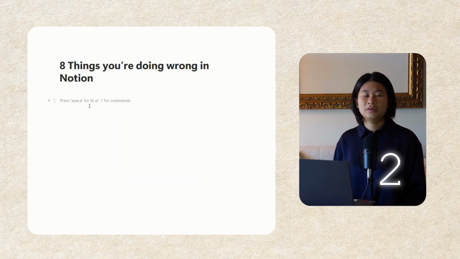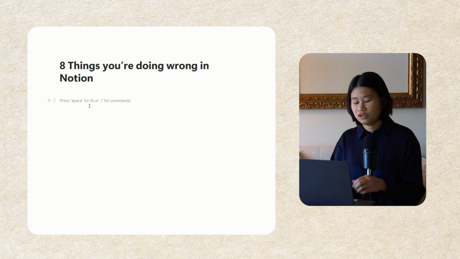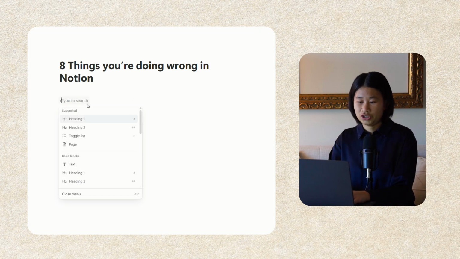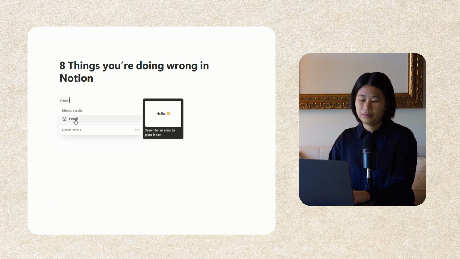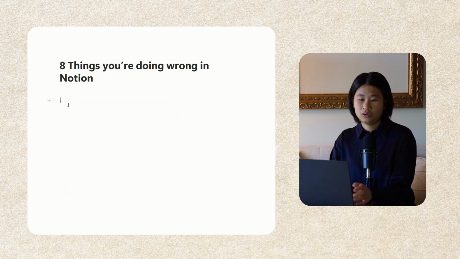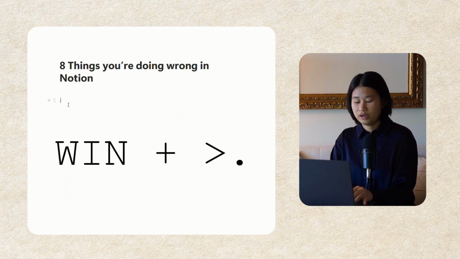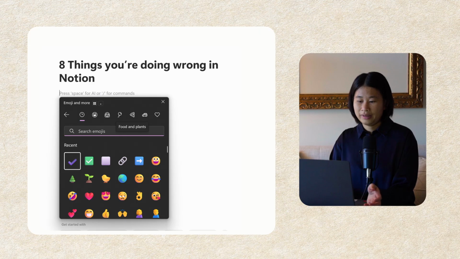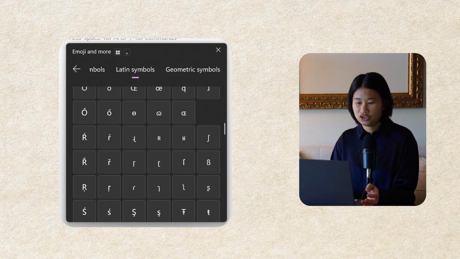The second item is inserting emojis. So Notion allows you to do /emoji, and it'll bring up the box with all of the options. But what I usually do, it's much faster, is I just press Windows period, and this immediately brings up the window where the emojis are. You just have them all here, and you can even change to Latin characters and math symbols.